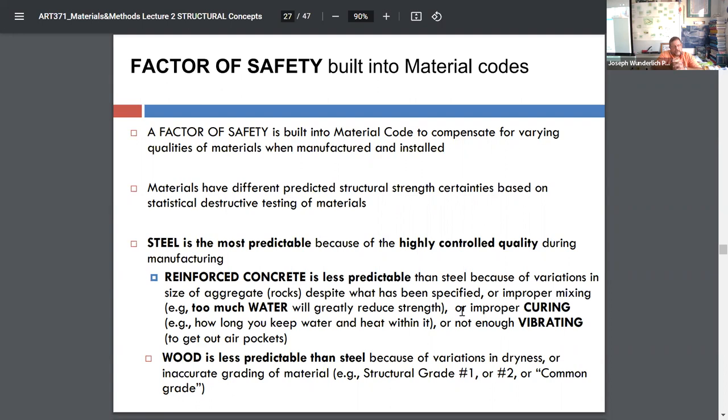So you need a curing process. There are factors of safety built into the calculations to compensate for that, so you don't have to over-design based on your experience knowing that some of these materials are less reliable. It's built into the code that way.